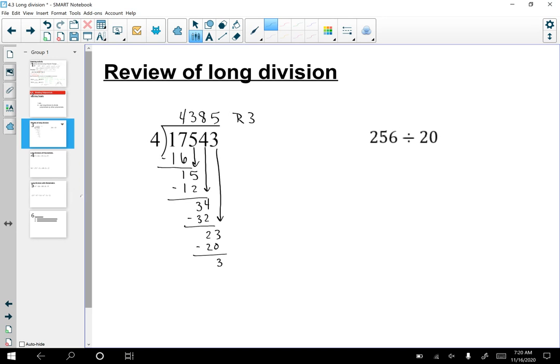Another way to write our remainder, we take 4,385, and our remainder is put over our divisor. So, 4,385 and 3/4, and we all know 3/4 is 0.75, so we can rewrite this as 4,385.75, and that is our final answer.